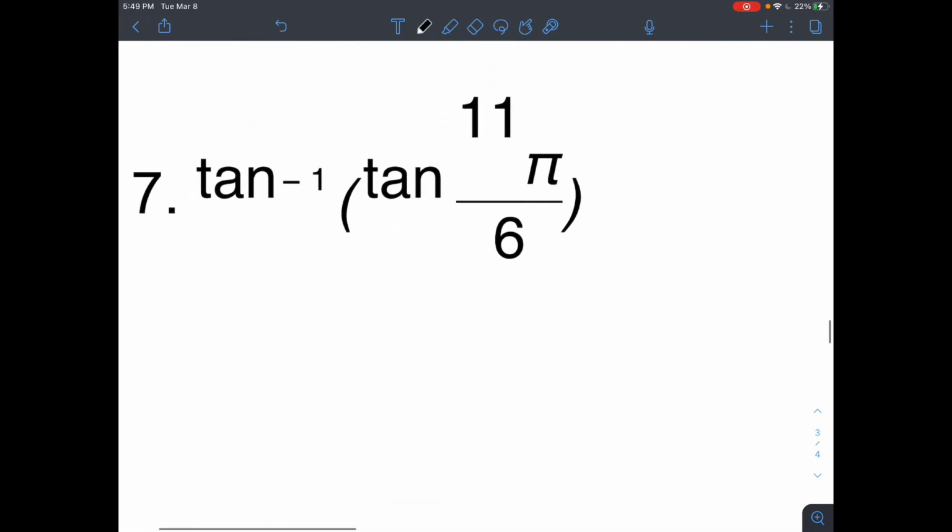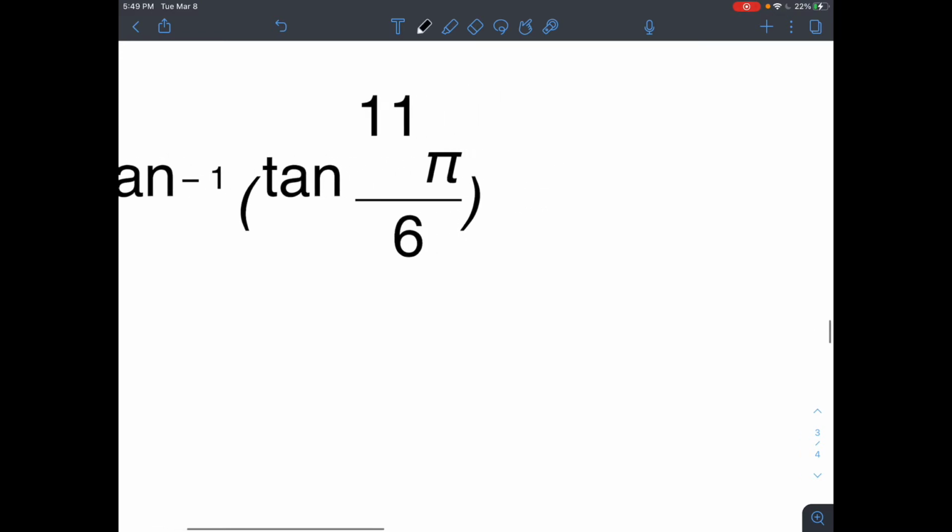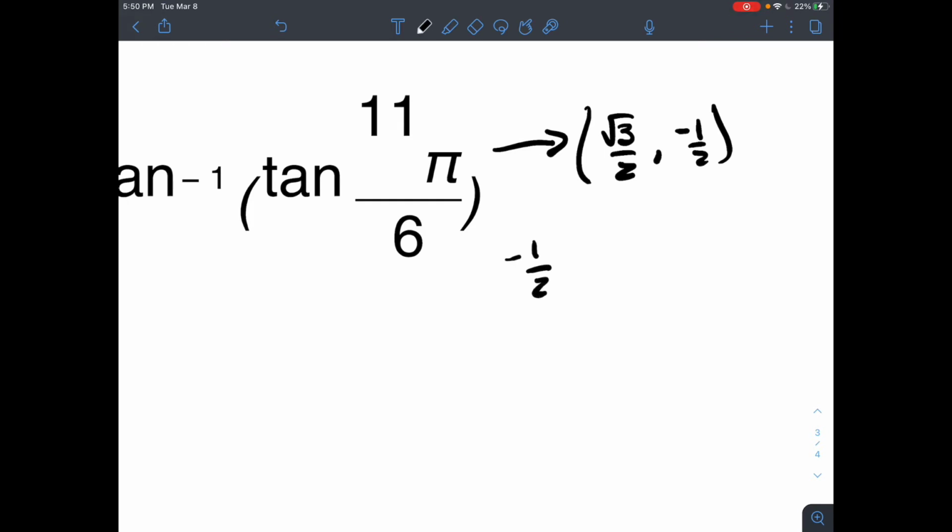Tangent of 11 pi over 6. So let's make sure we're doing 11 pi over 6 correctly. For 11 pi over 6, the coordinate there is radical 3 over 2, negative 1 half. So if we're going sine over cosine, y over x, it's negative 1 over 2 multiplied by the reciprocal. And then we'll get negative radical 3 over 3.